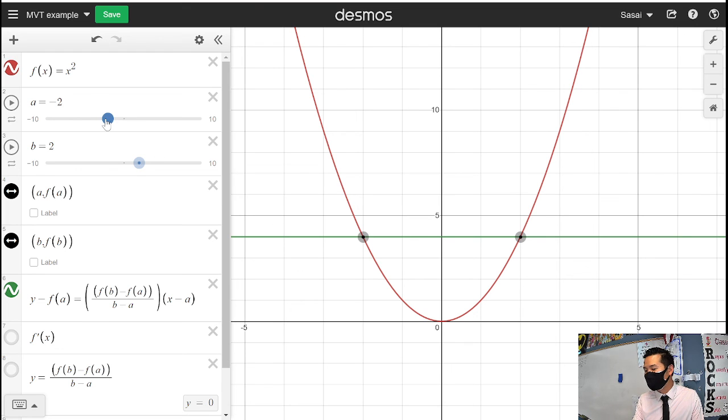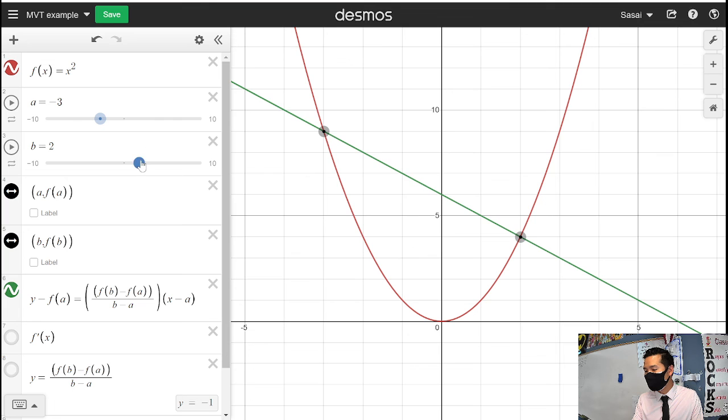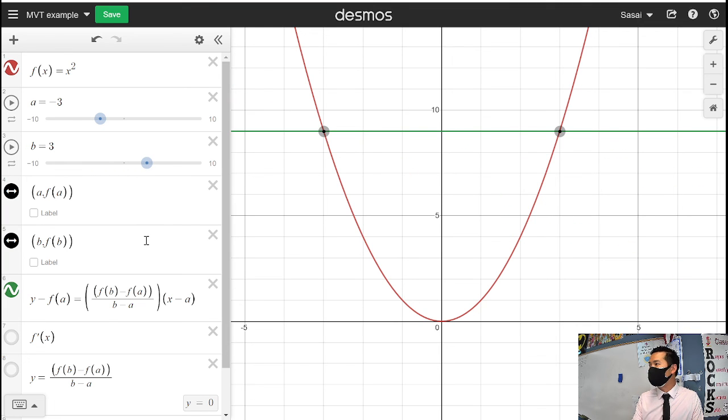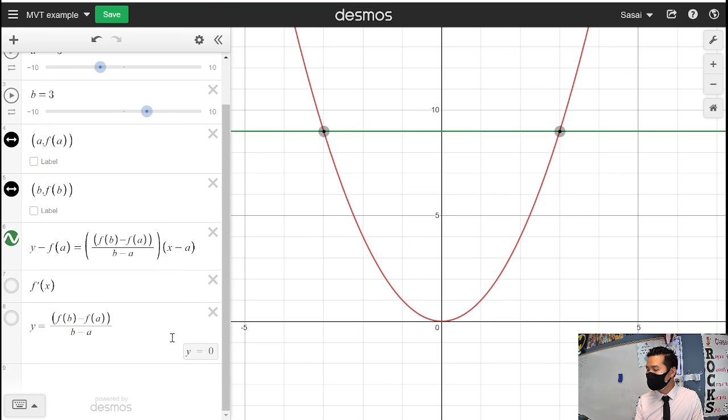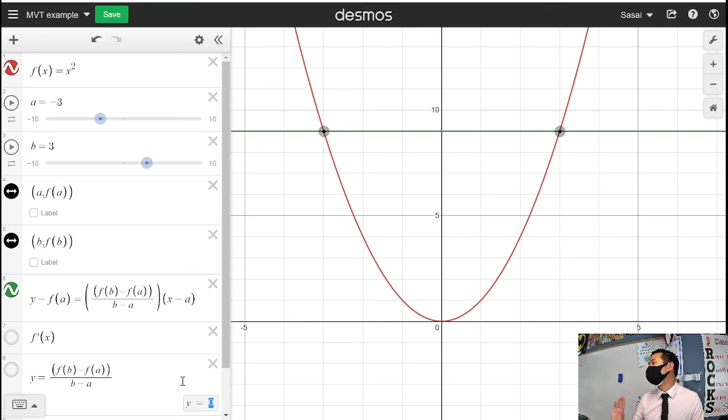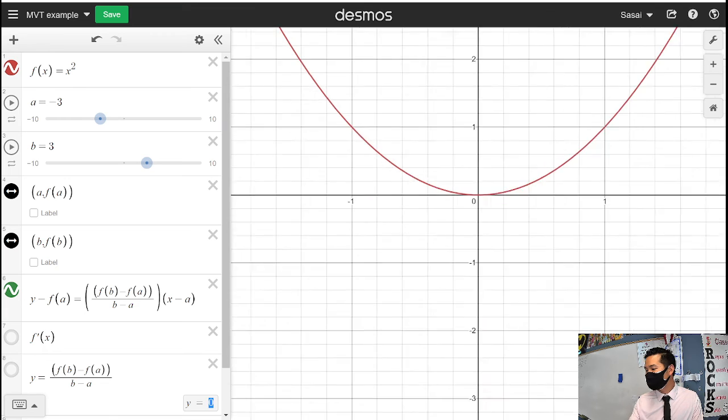Check this out. You could do this anywhere. I could go to negative 3 and positive 3. F of b equals f of a. What's the slope of that secant line? You can even look at my fancy calculation right here. Look, 0. See it? So Rolle's theorem is just that. If the secant line slope is 0, then the derivative at some point has to equal 0, which it does. Do you see it? Right down there.